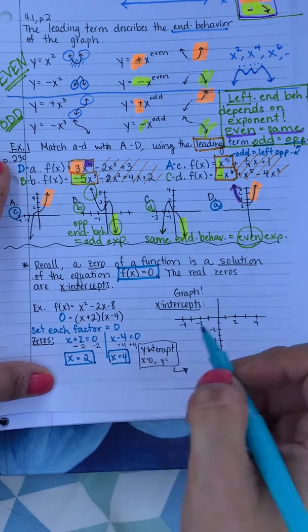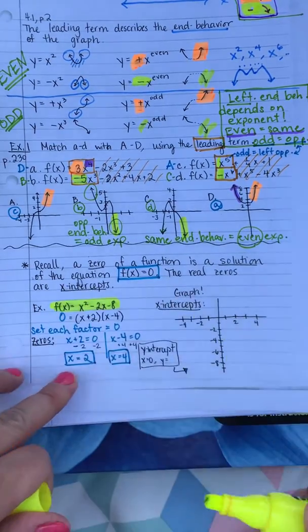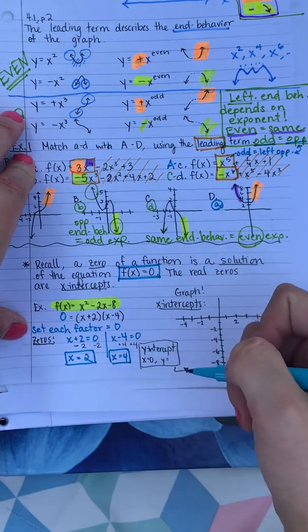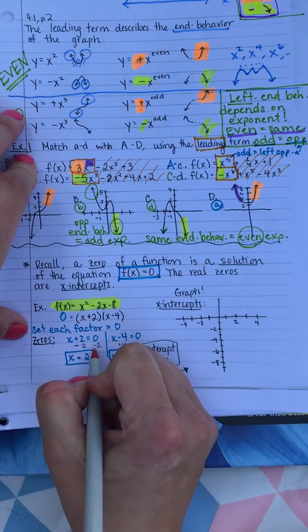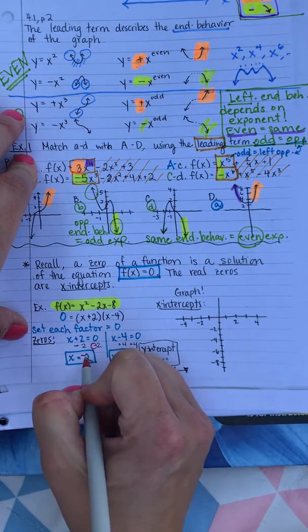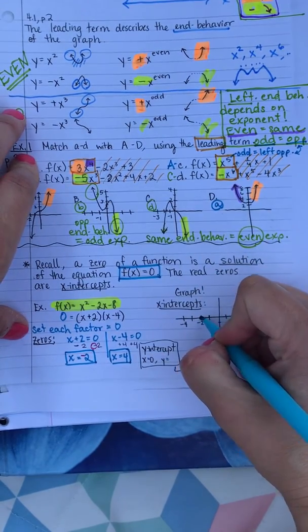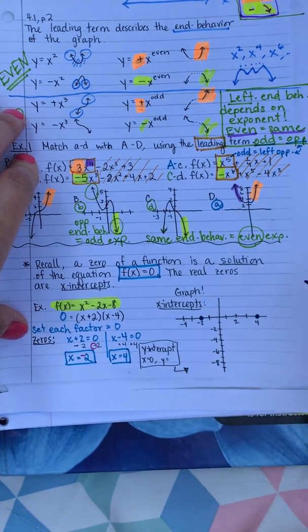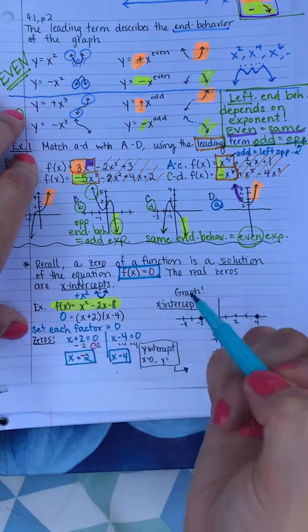Now, if I go back and look, f of x is a parabola, right? X squared minus 2x minus 8, parabola. So I'm going to go ahead and plot these points. Let me grab my red. Negative 2, don't forget that negative. So let's plot negative 2 and positive 4. Those are my x-intercepts, those are my zeros, and I know it's a positive x squared, so it's going to be a happy face.